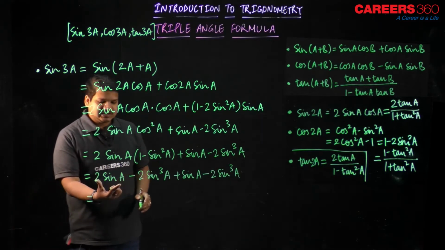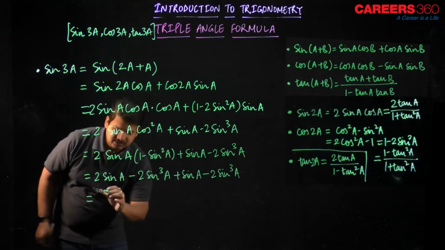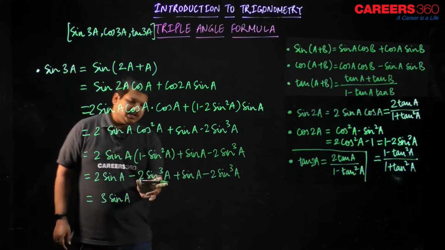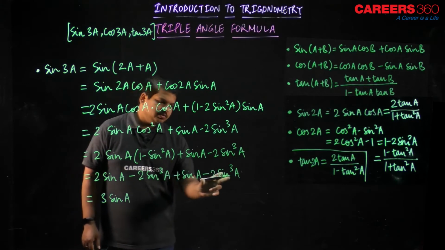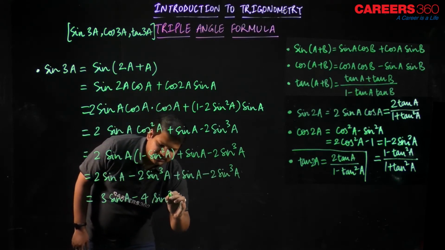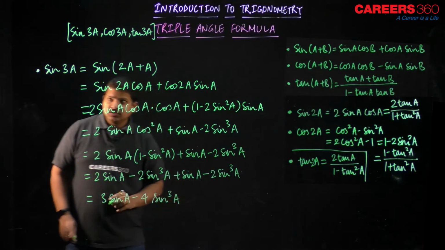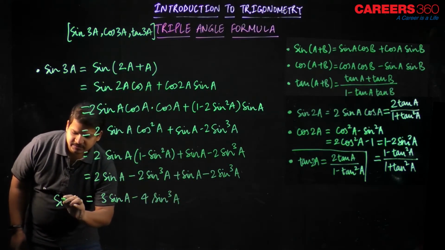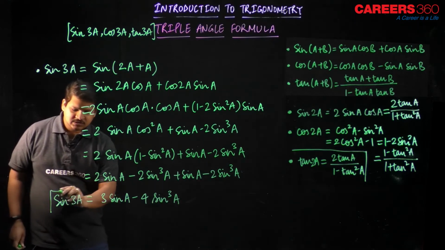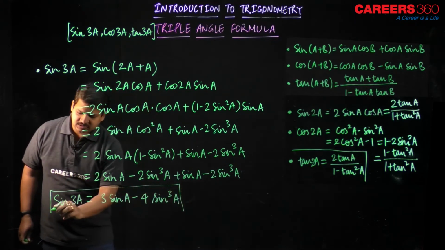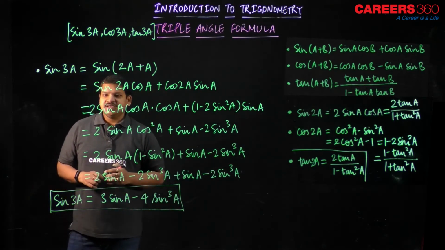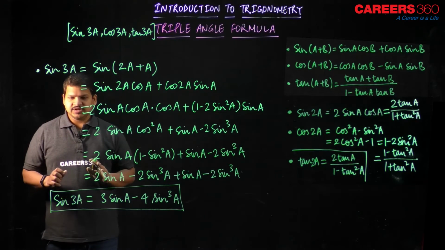Further, I can see this is 2 sin A and this is sin A. So the resulting expression would be 3 sin A, and here I have minus 2 sin cube A and minus 2 sin cube A. So this will be minus 4 sin cube A. So this will be, my dear students, the expression of sin 3A. So I have finally reached one of the formulas, that is sin 3A is equal to 3 sin A minus 4 sin cube A.